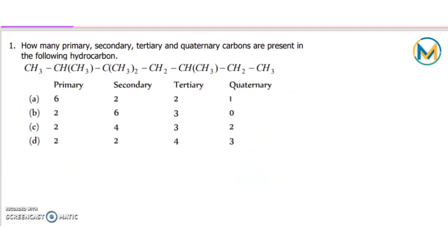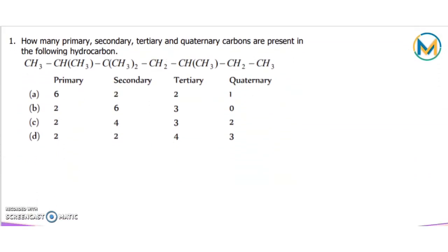First question, how many primary, secondary, tertiary and quaternary carbons are present in the following hydrocarbon? Now first we have to draw this structure in an open chain or a complete molecular formula. So first this CH3 as it is, then this CH is having a branch of the CH3. So there's one CH with one branch of CH3. Then there is this C attached with two branches of CH3. So this carbon is attached with C with two CH3.